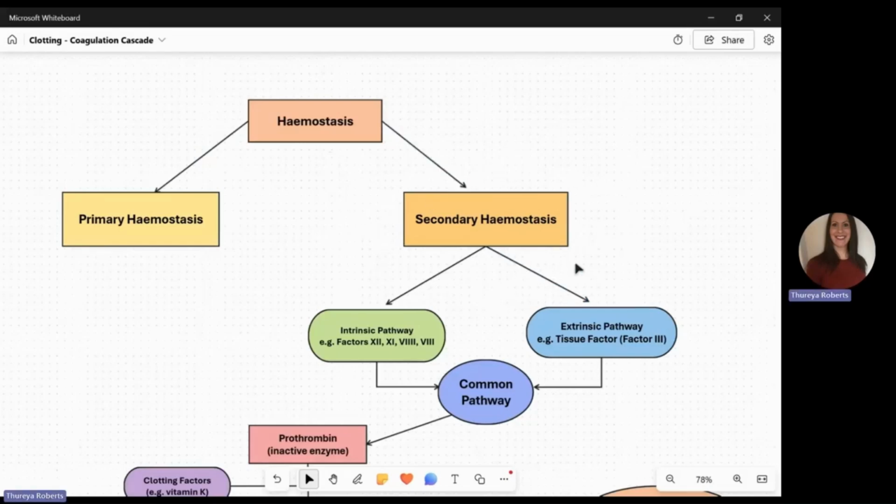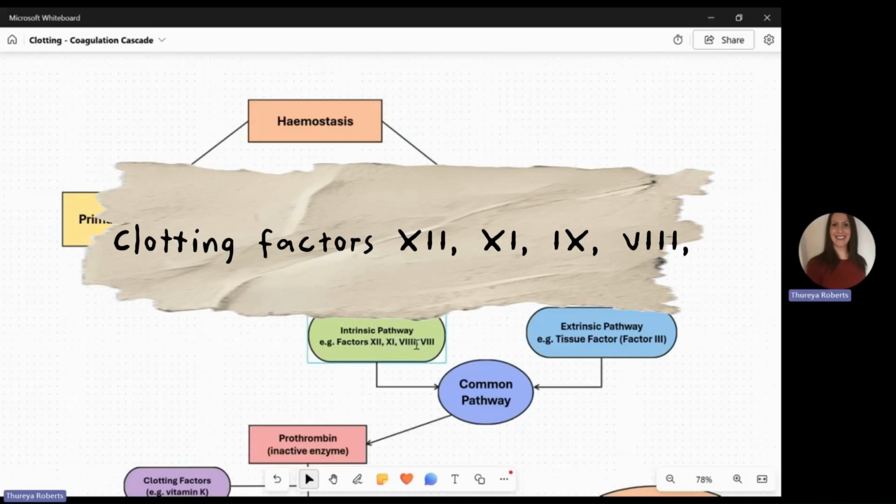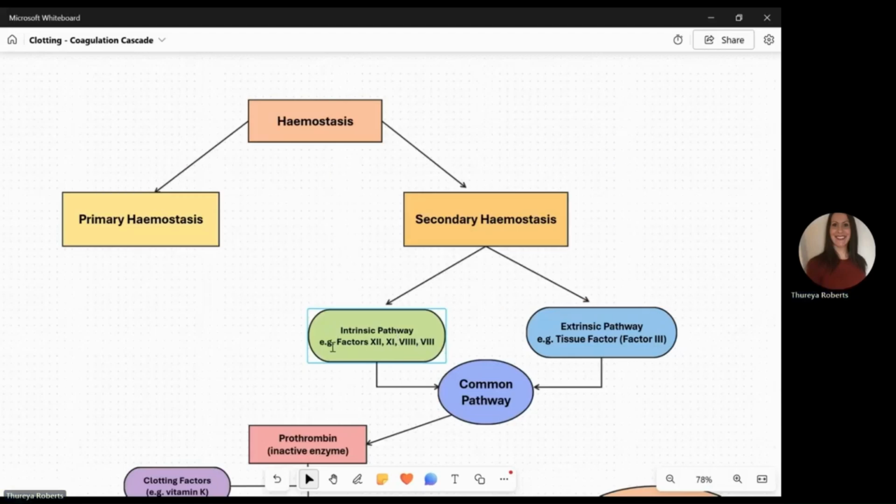Within secondary haemostasis, there are two separate pathways that activate the clotting cascade. We've got the intrinsic pathway on the left in green and the extrinsic pathway on the right in blue. Both of these pathways lead to the activation of the common pathway, which is where clot formation truly begins. The intrinsic pathway is triggered when blood comes into contact with exposed collagen from a damaged blood vessel. It involves clotting factors already present in the blood, such as factors 12, 11, 9, and 8. These factors activate each other in sequence.